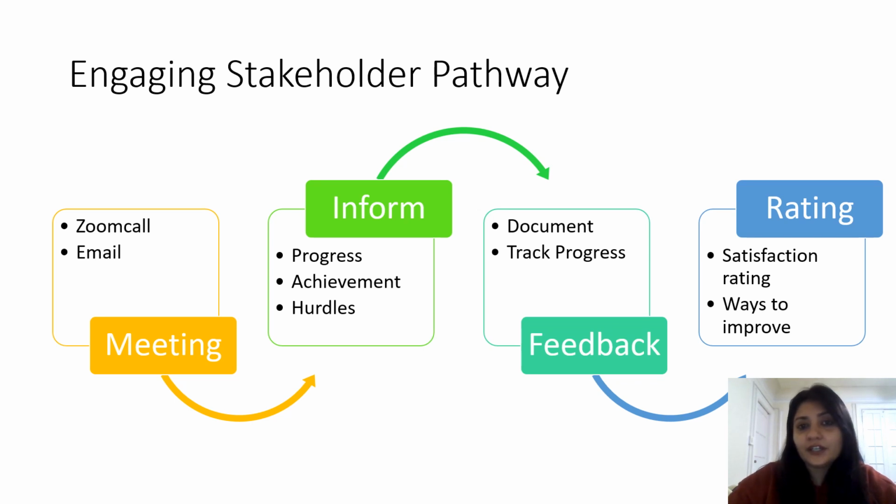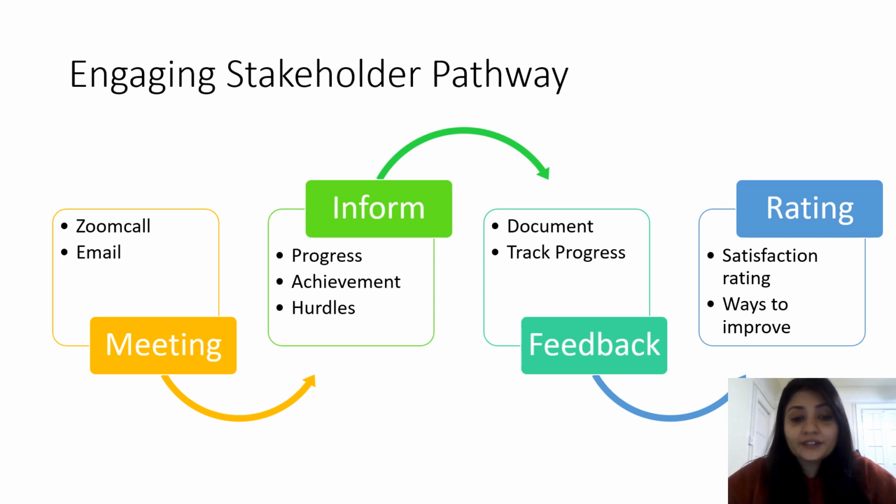In one of the previous slides, I talked about steps for engaging stakeholders. I talked about identifying stakeholders, assessing, and then planning the communication. The last step was engaging the stakeholder during the project, and this particular slide talks more about that last step. First, you can have a Zoom call meeting, an in-person meeting, or some email communication or newsletter. In that setup, you inform the stakeholder about the progress of the project, the achievements of the project's milestone tasks, or you also talk about the hurdles of the project.